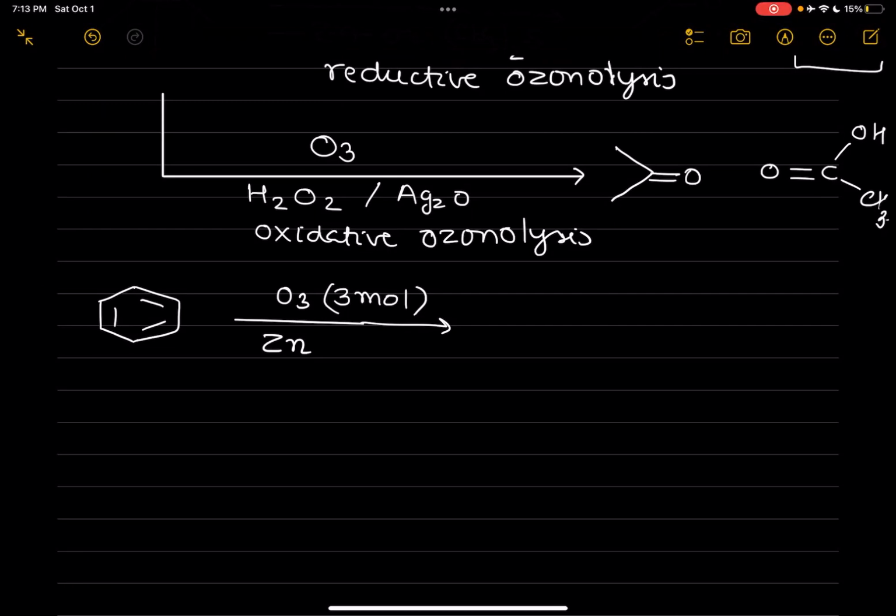What are you going to get? So just cut it like this. And you have hydrogens. Okay. So what are you going to get? What is the IUPAC name of the product and how many moles?